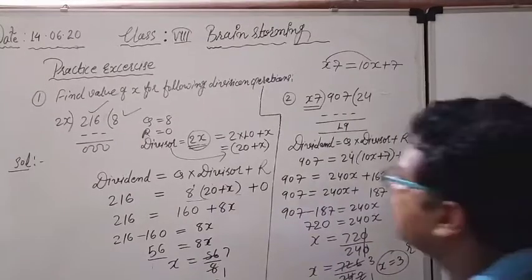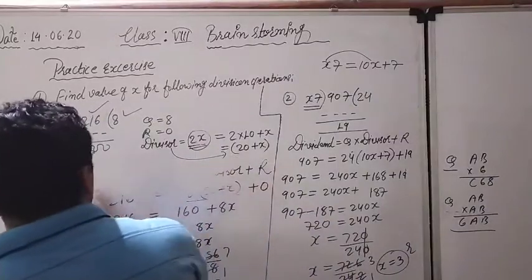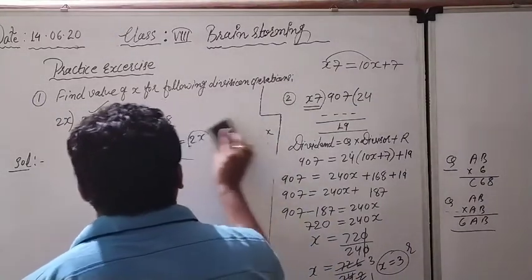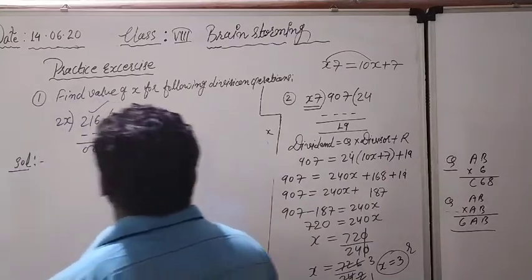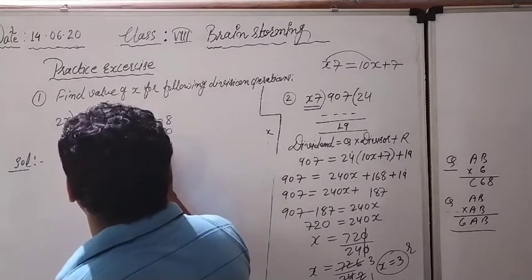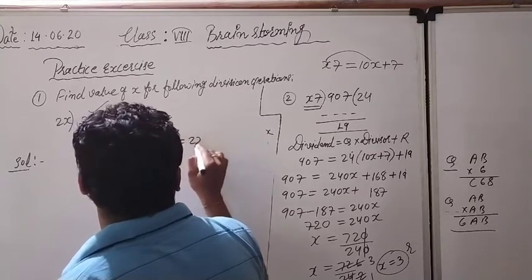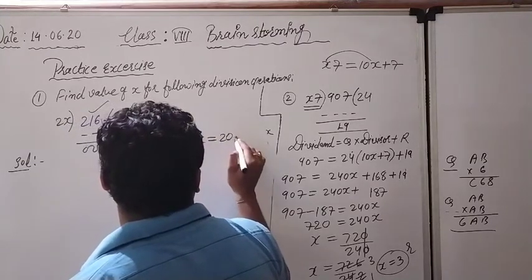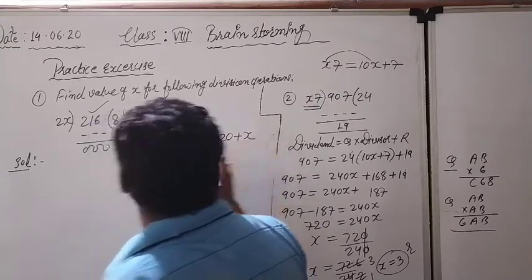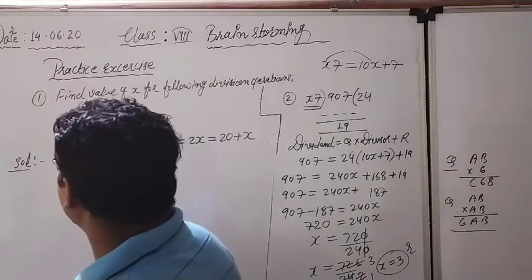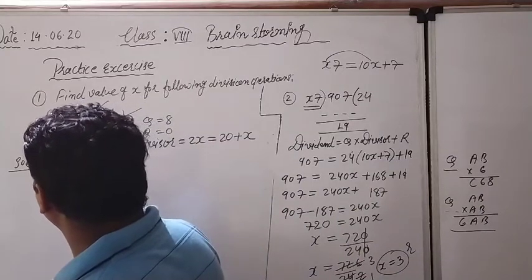See here, what is the direct method? I am going to rub it. What is the direct method to solve this particular thing? See here, this is the divisor. The divisor is 2x, meaning 2 into 10 plus x, 20 plus x. Now see how we can solve it directly, the direct method.